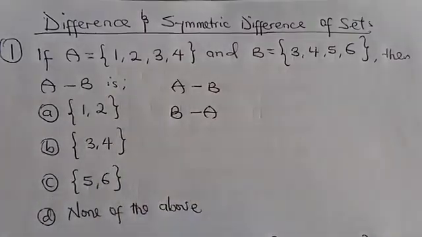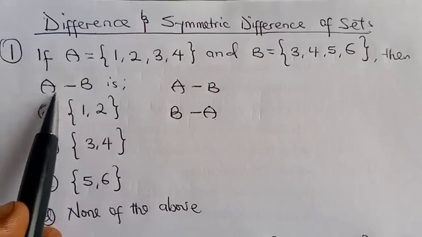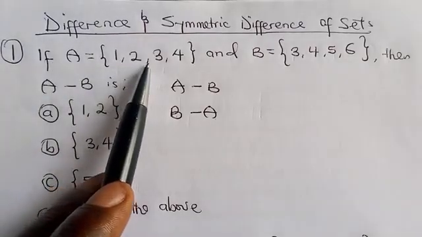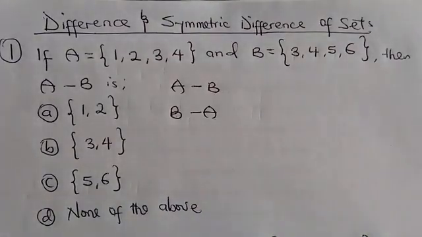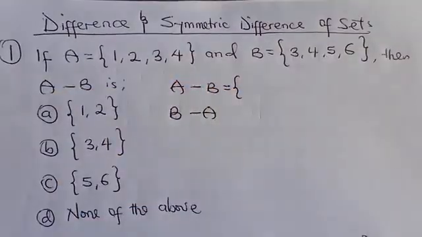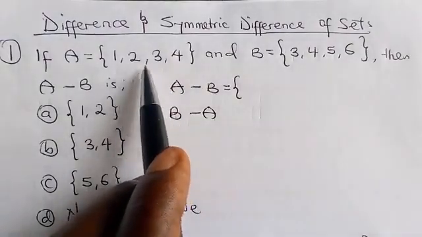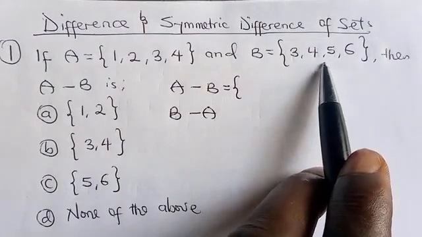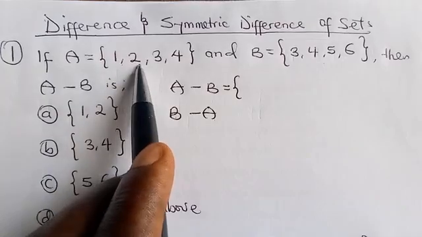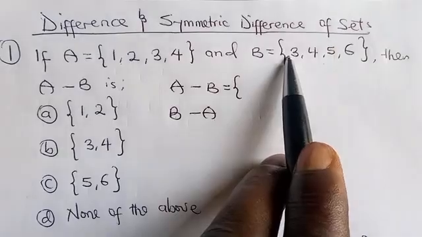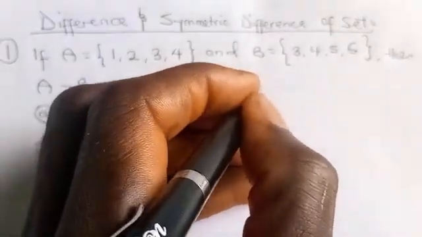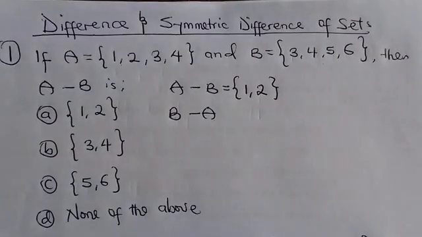So from this question, we are asked to find the difference between A and B if set A is equal to 1, 2, 3, 4 and set B is equal to 3, 4, 5, 6. The difference between A and B, which is represented by A minus B, will be the elements that are found in set A but are not found in set B. And those elements include 1 and 2. 3 is found in set B, 4 is also found in set B. So the difference between set A and set B is that you have elements 1 and 2. So that is A minus B, the difference between set A and B. And the correct option here is A.